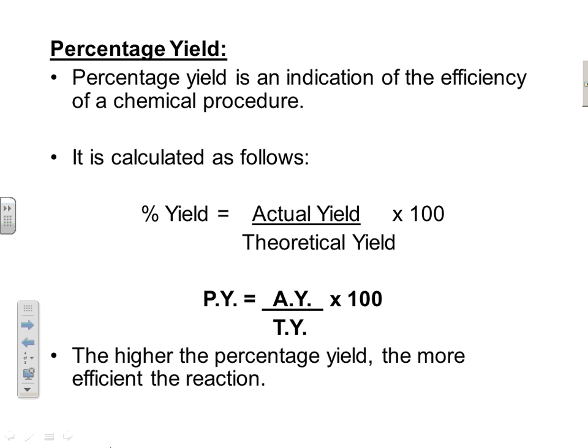We will have an actual that we get from an experiment. We will have a theoretical, which we get from our calculation. And we have then a percentage yield. And it expresses how efficient our chemical reaction is. Not the reaction itself, but the procedure and the reaction kind of all put together.